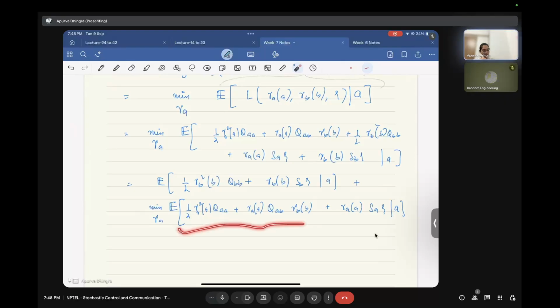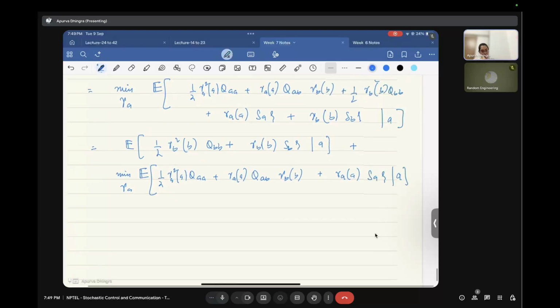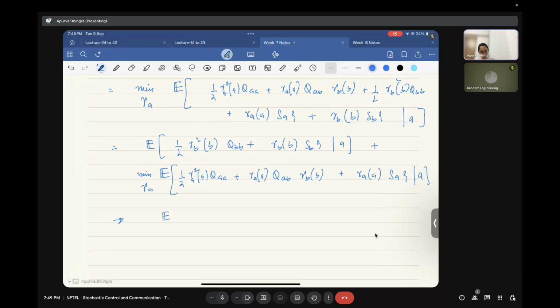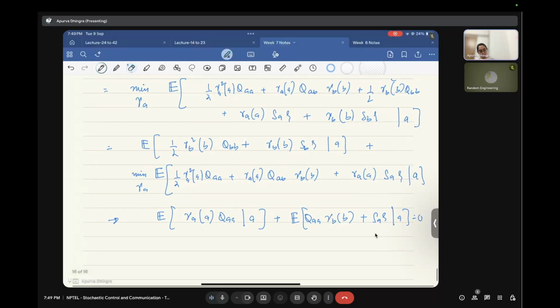So if we're gonna try and just differentiate this part, this is a differentiation with respect to a function, but since the functional dependence is very simple, we can just take a simple derivative and not worry too much about it. So when we do that, the first term would give us gamma A Q A conditioned on A. This is the first term. Second term would have Q A gamma B of B, and there's expectation over this conditioned on A, and we would have to equate that to 0.